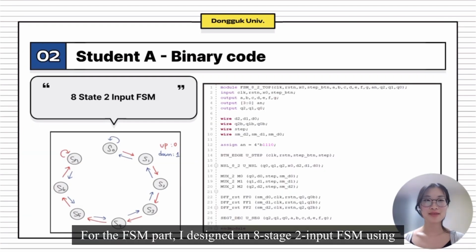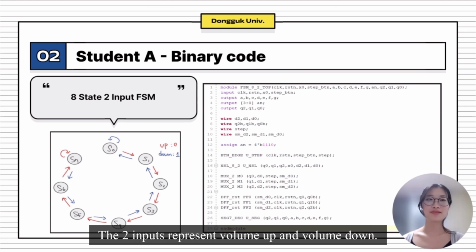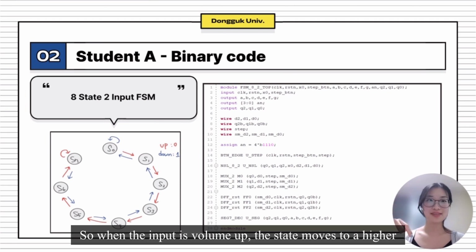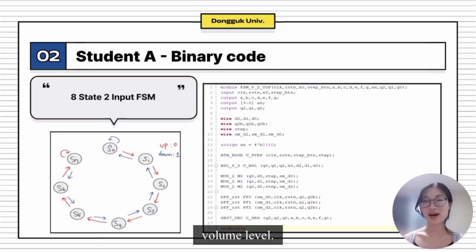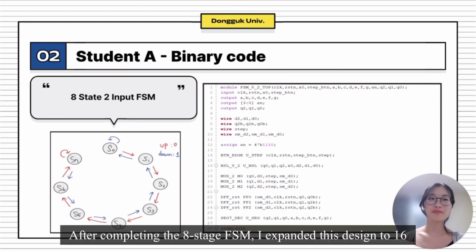For the FSM part, I designed an 8-state 2-input FSM using binary code. The 8 states represent different volume levels. The 2 inputs represent volume up and volume down. So when the input is volume up, the state moves to a higher volume level. When the input is volume down, the state moves to a lower volume level.